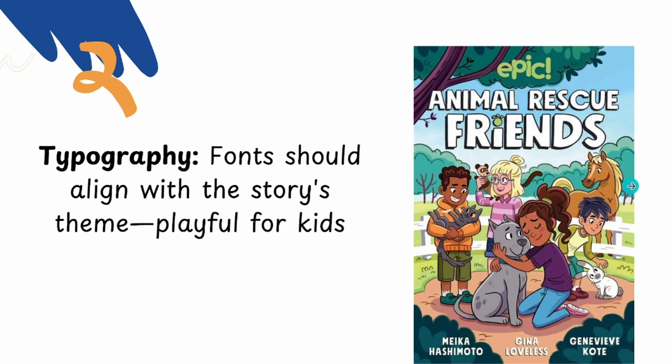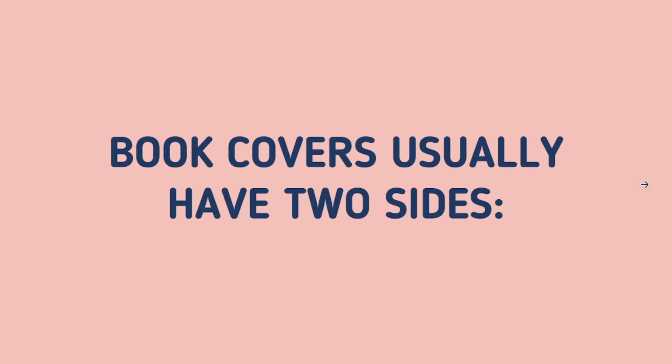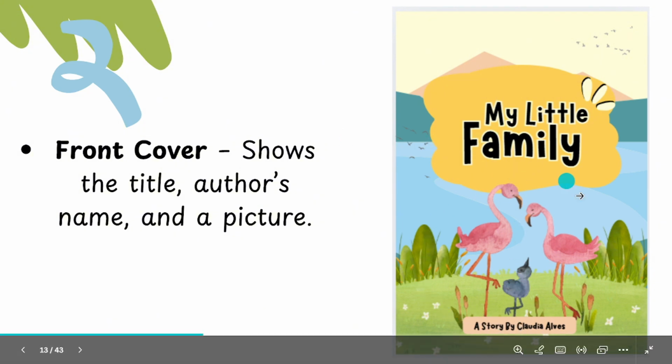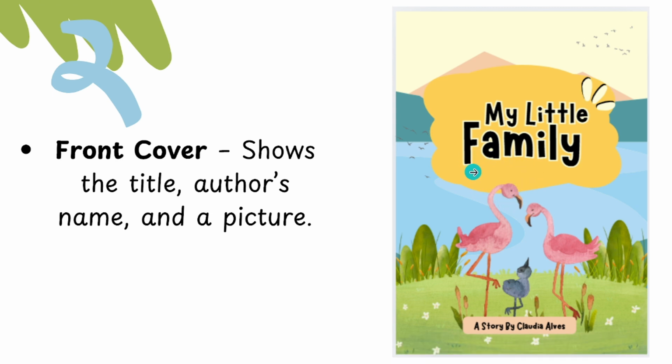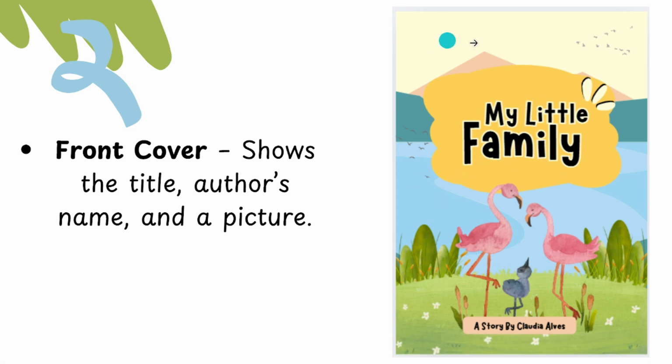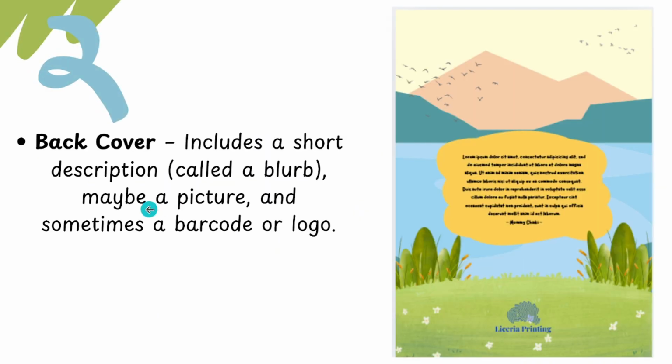Now that we have done that, book covers usually have two sides. The first one is the front cover, which shows the title, the author's name, and a picture. It shows the title, the author's name, and then a picture. Look at the author's name right here, then see the title, and then see the picture here. The second one is the back cover, which includes a short description.